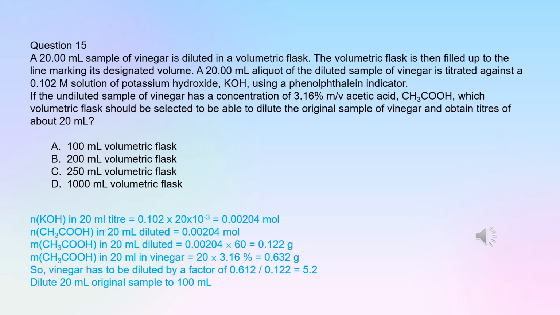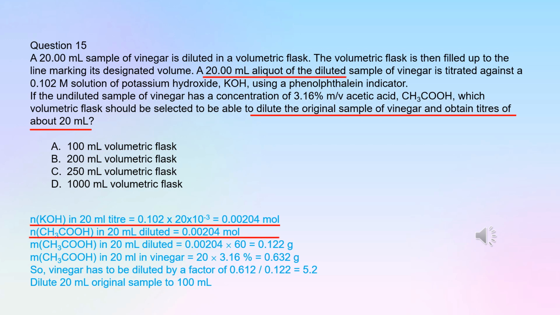Since the titer should be around 20 milliliters, the vinegar should be diluted. Using a 20 milliliter titer, we can calculate the mole of CO. Since the aliquot of acetic acid is 20 milliliters, its mole is calculated. This mole of acetic acid is converted into its mass. The mass of acetic acid in vinegar is calculated because the mass volume concentration is given.